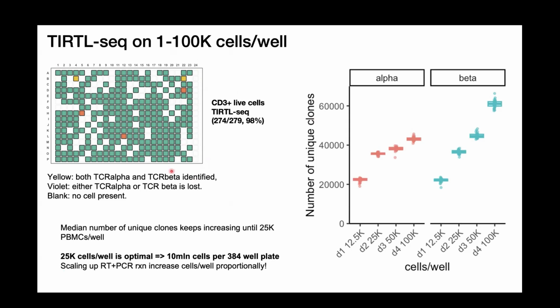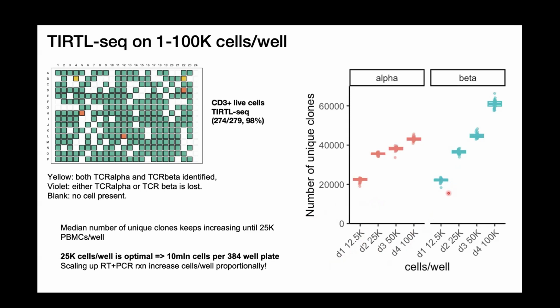And another idea which makes combinatorial pairing really efficient is that you need to put a lot of cells in each well, right? Because more cells you process in this technology, more pairs you will get. And we tested this as well. So we loaded from 12,000 PBMCs to 100,000 PBMCs per well. And here we just plot number of unique clones we get.